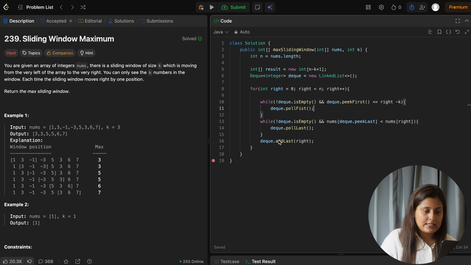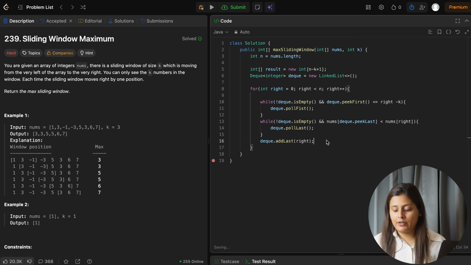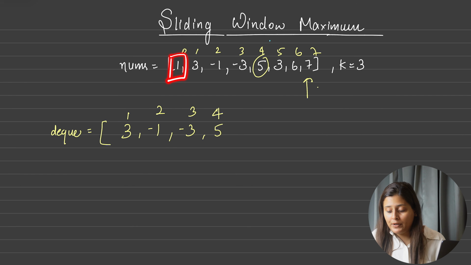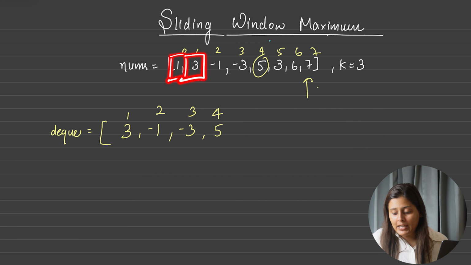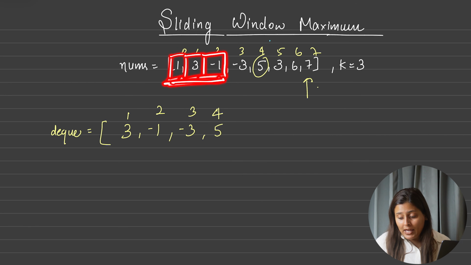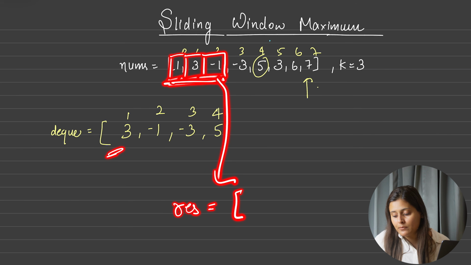Okay? Yes. Now we have to add the answer in our resultant array. If you remember, when I had only 1, had we inserted in our resultant answer? No. When we had 3, had we inserted? No. When we had -1, yes. Then only we put in the resultant answer, and we put what? dq dot peek first.